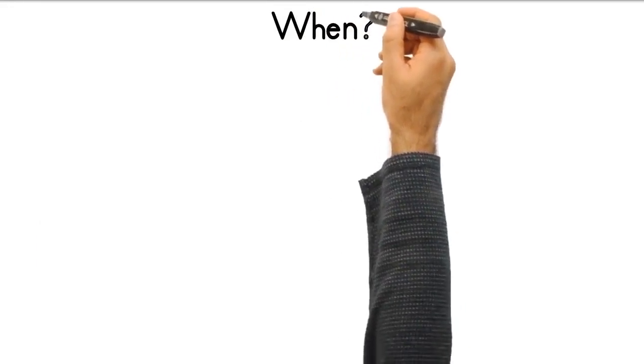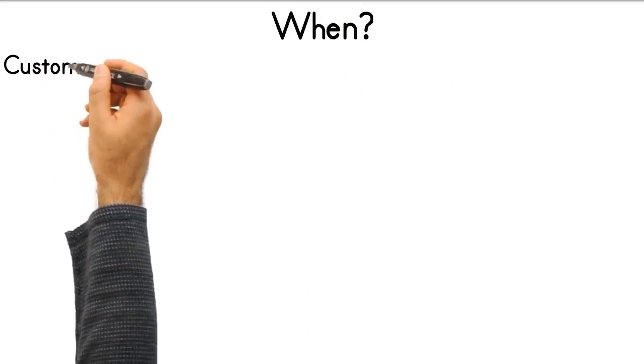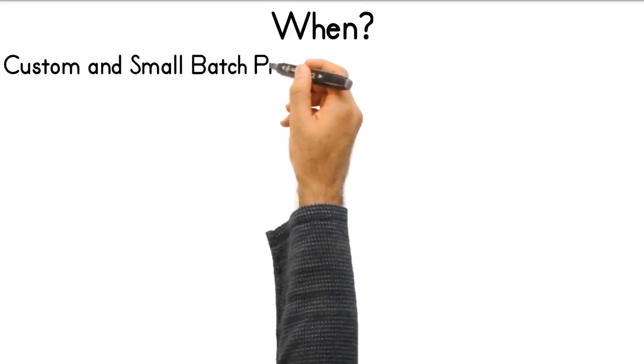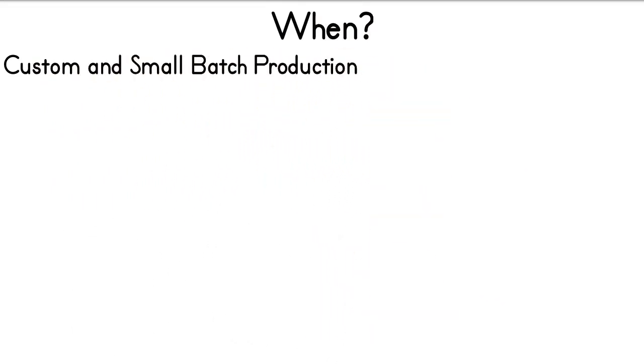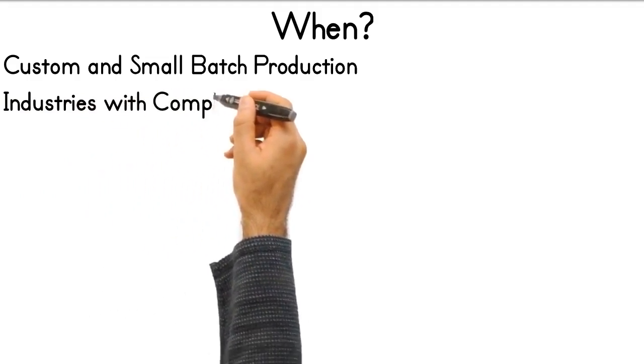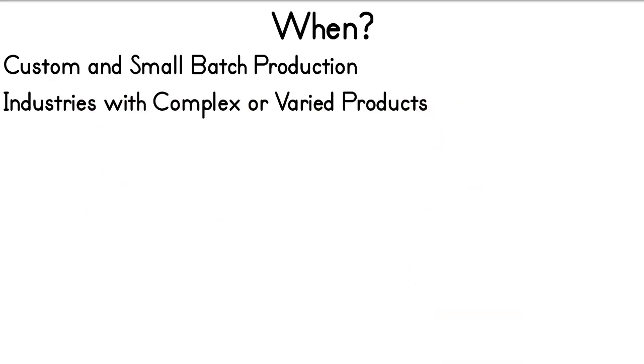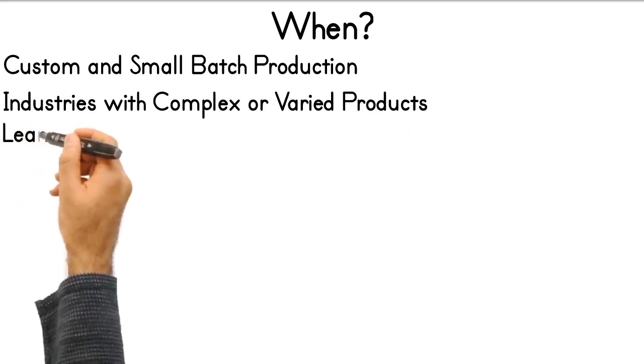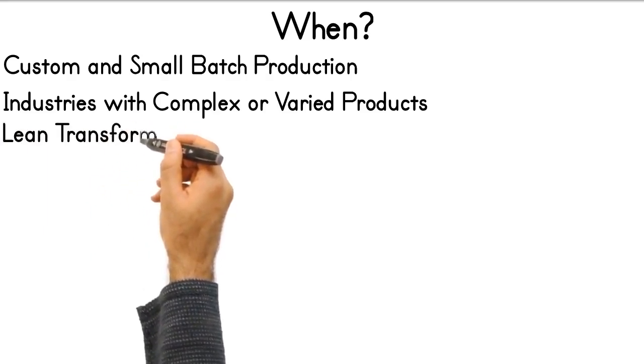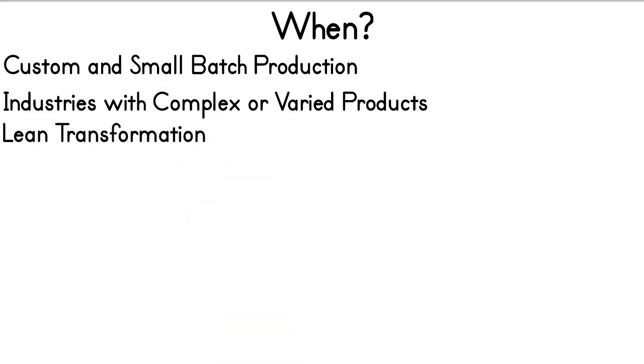When is cellular manufacturing used? Cellular manufacturing is particularly beneficial in situations where product variety is high but production volumes are relatively low to medium. It is most commonly used in custom and small batch production. Cellular manufacturing is ideal for manufacturers that produce small to medium batches of various products with different configurations. Industries with complex or varied products. Manufacturers that produce a variety of parts or products, such as automotive parts, consumer electronics, or medical devices, benefit from the flexibility offered by cellular manufacturing.